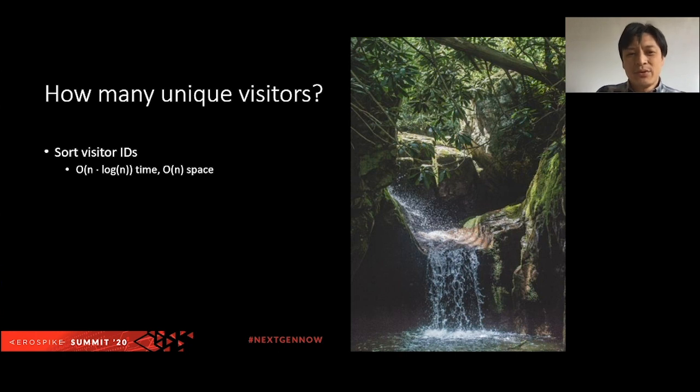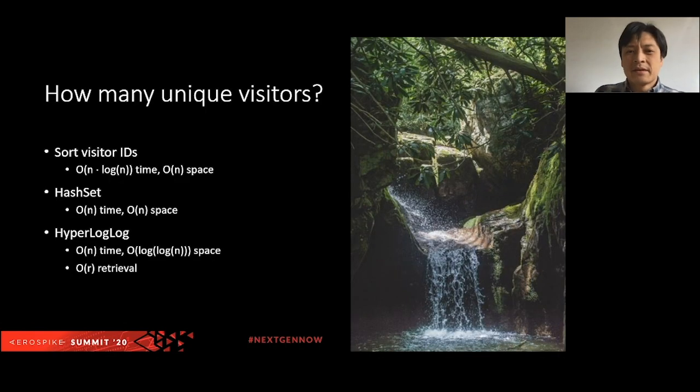So what else can we do? Well, to improve the runtime, we can use a hash. Okay, that's better, but it still takes a lot of space. But we can improve upon that. So I'm going to talk about the HyperLogLog data structure. It doesn't yield a precise answer, but it produces an answer that's good enough. And this is an example of a probabilistic data structure.